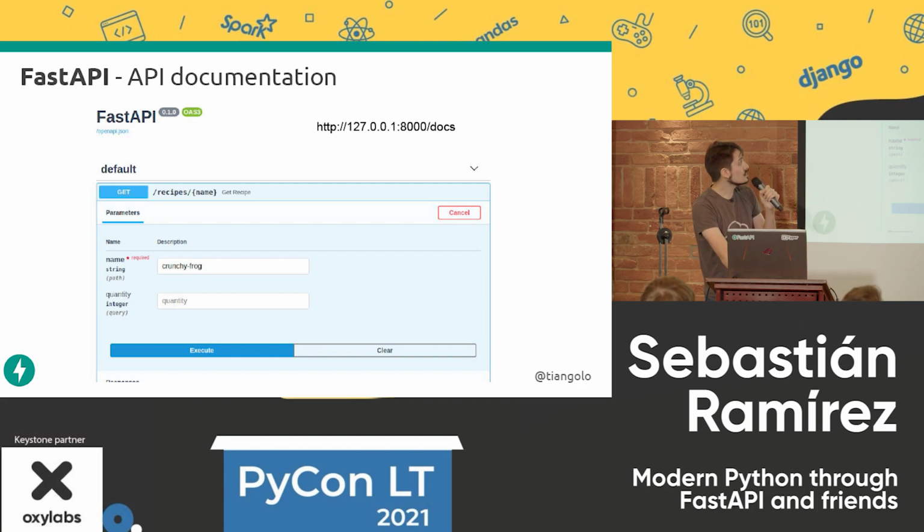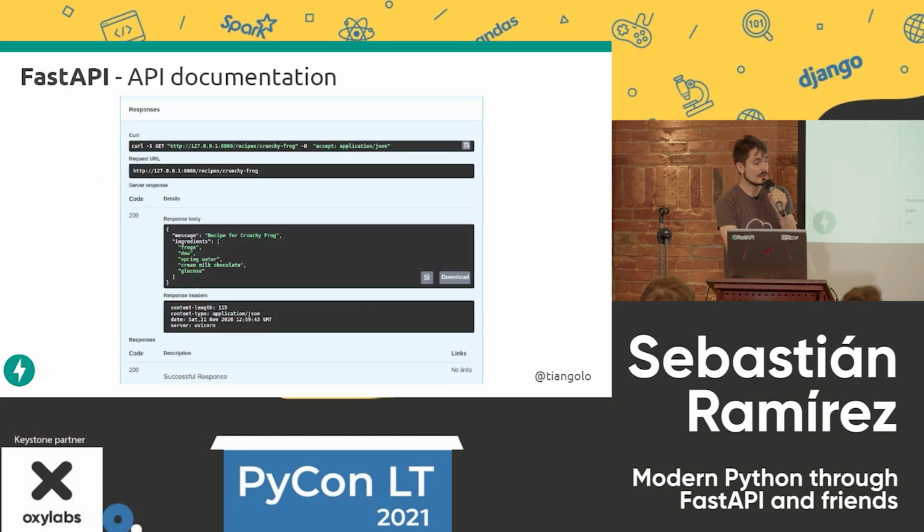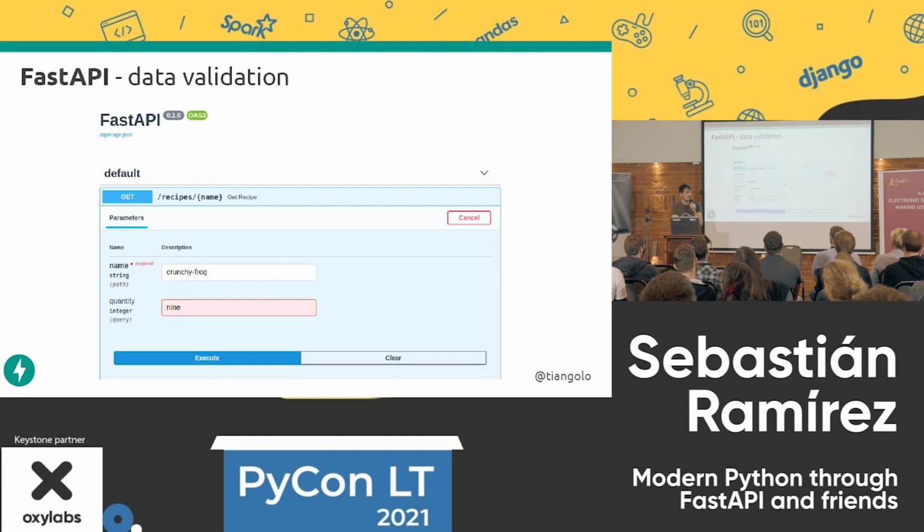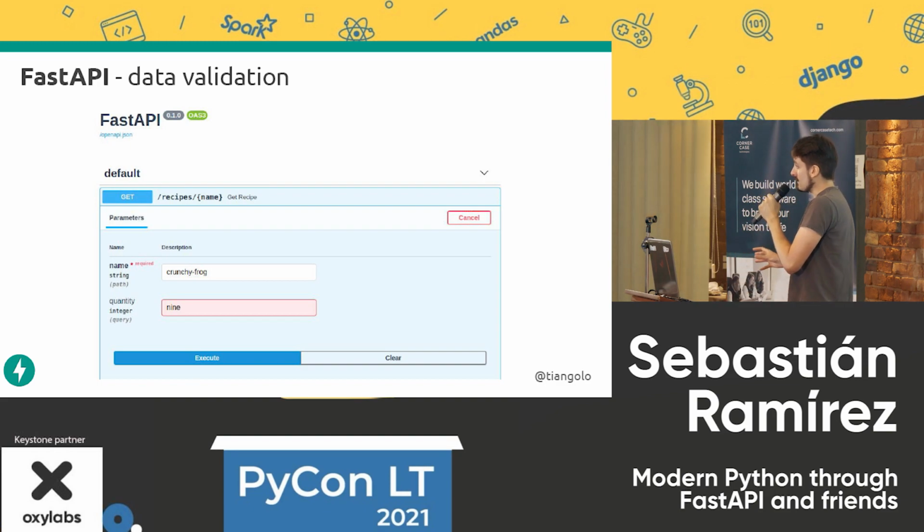And we can actually use it interactively and send the request, and then we will get a response that this is talking directly to the actual API that is running. So we can interact with our API and debug and stuff and check it live. So we write some basic code, and good guy FastAPI makes a docs user interface for us. Now, this is not only doing documentation of the data from the type annotations.